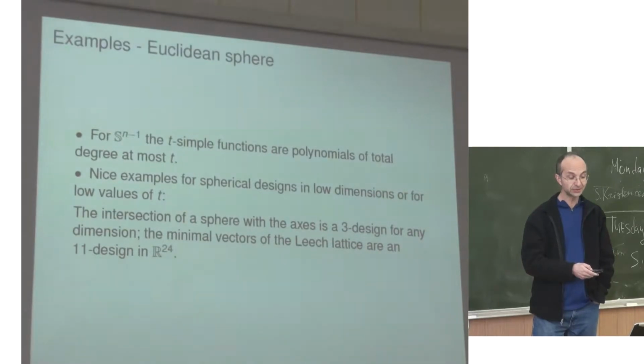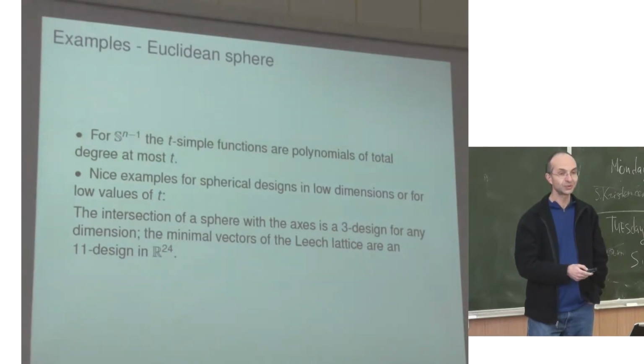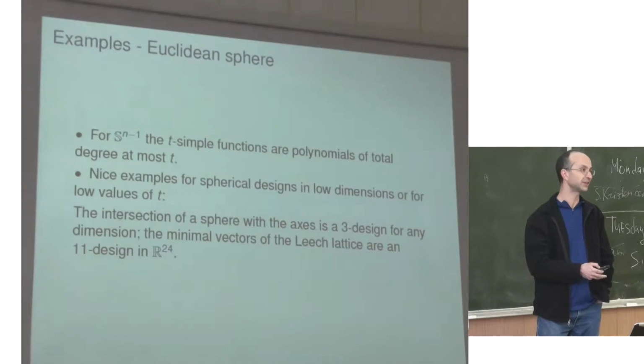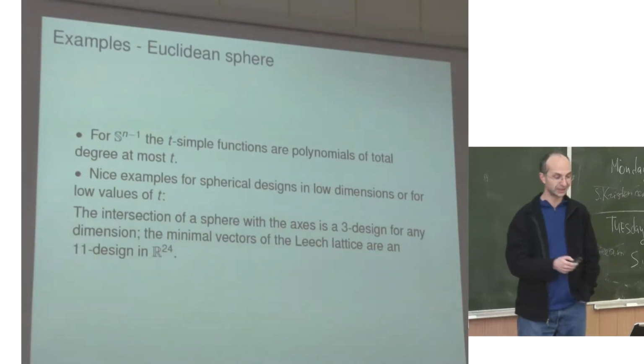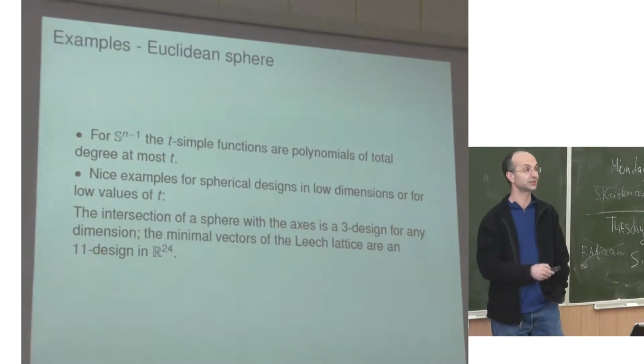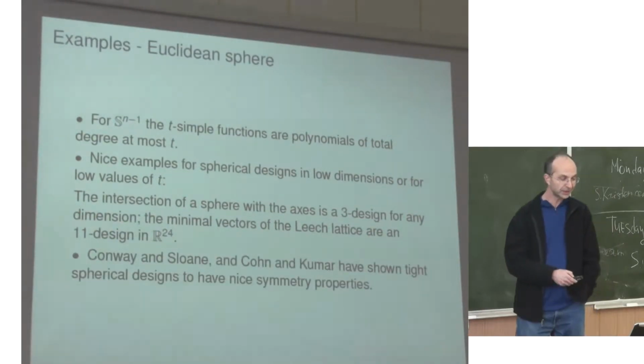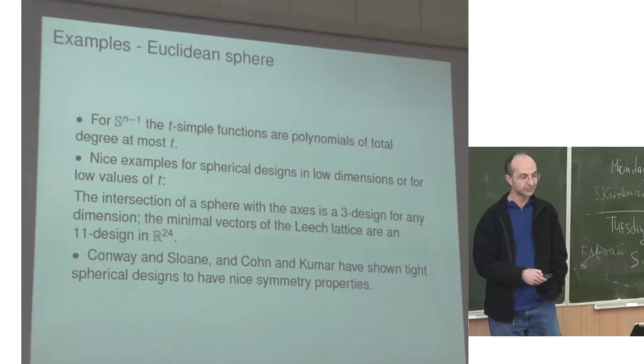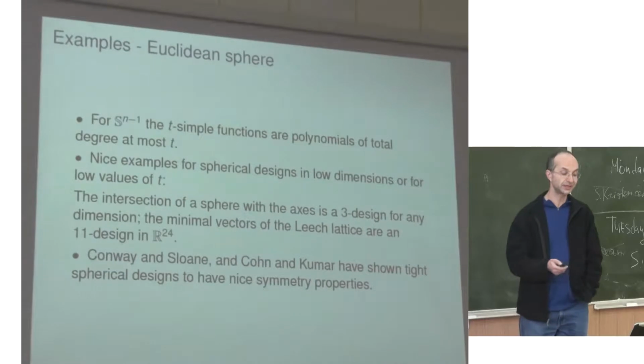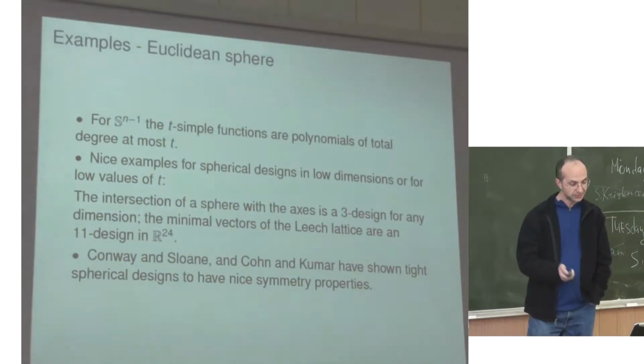And the minimal vectors of the Leech lattice form an 11-design in R^24. So nice designs tend to be nice sets of points. In fact, Cohn and Kumar have shown that tight, optimal spherical designs necessarily have nice symmetry properties. So designs are nice things on the sphere.